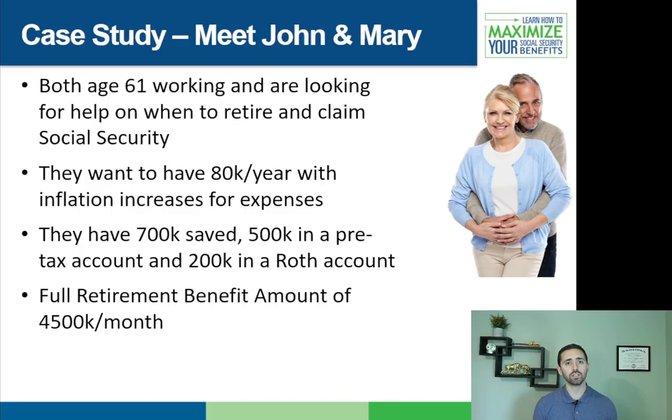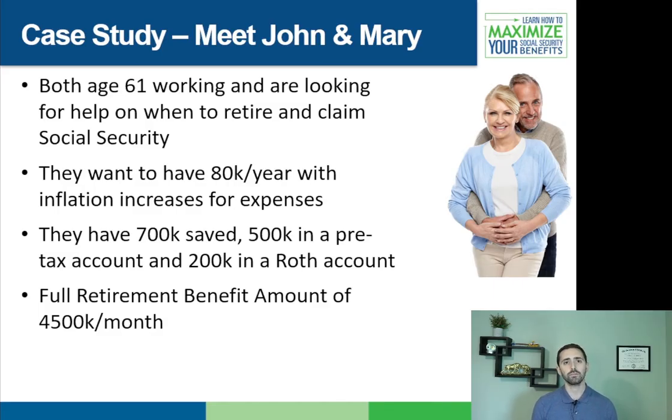The first of which is, what do our annual expenses look like in retirement? Now, John and Mary think that they're going to need about $80,000 in today's dollars to be able to pay for the expenses in retirement. So how we build out that plan is we start with that $80,000 and then we build a 3% inflation rate on that each year to make sure that we're not losing our purchasing power as we go further along in retirement.